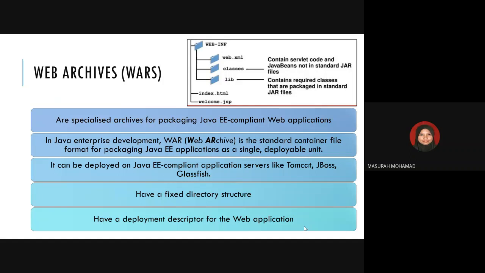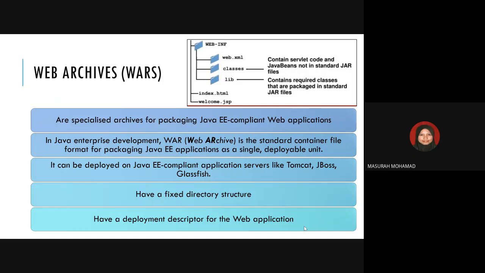Web archives, also known as WARs. What are the files included in this package? It is actually a specialized archive for packaging Java EE compliant web applications. In Java enterprise development, a WAR, or Web Archive, is the standard container file format for packaging a Java EE application as a single deployable unit, which means all the files that you have created in your project will be packaged into a single deployable unit.